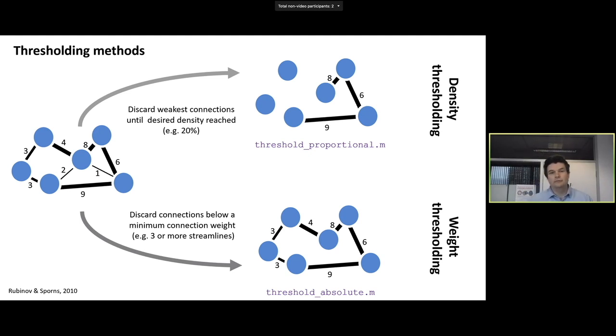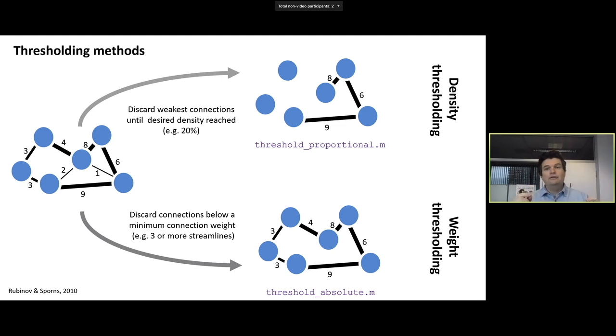The other kind of thresholding method is weight-based thresholding. And in this case, rather than prescribing a connection density, we prescribe a minimum weight. And any connection that's below that minimum weight is discarded. So in this case, an example that I've shown here, any connection that comprises fewer than 3 streamlines is discarded. So we see that the connection here comprising 2 streamlines and 1 streamline is removed.